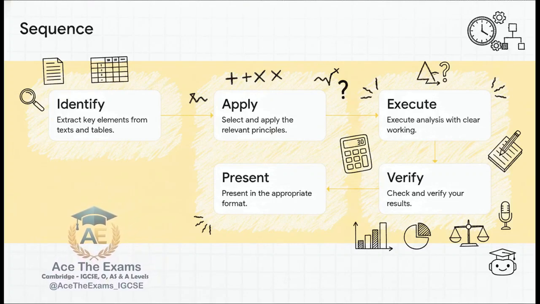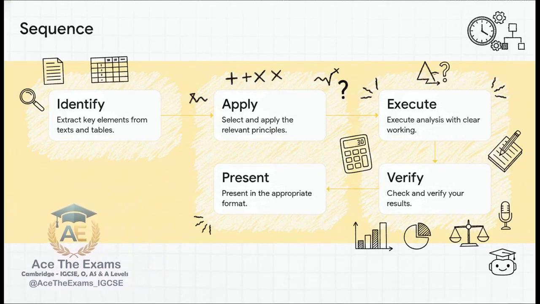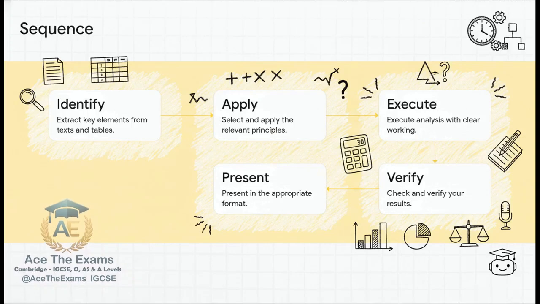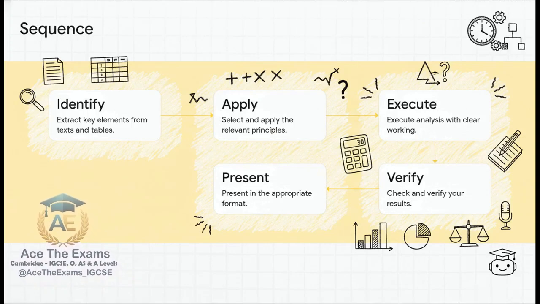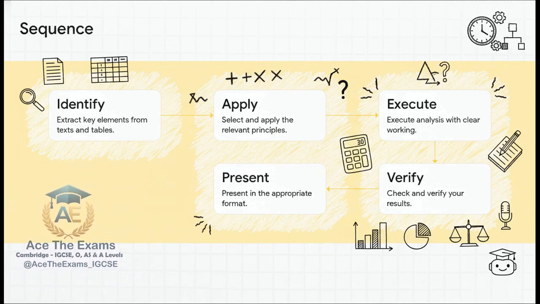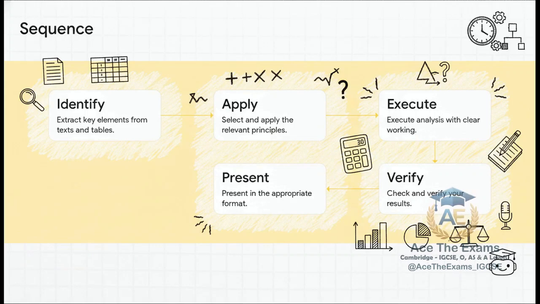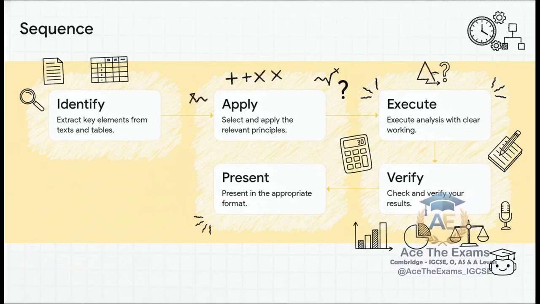Step 2, apply. Select your logical framework. Are we deploying the binomial distribution model because we have fixed trials and independent events? Step 3, execute. Run the analysis with crystal clear notation. Write out that binomial formula line by line. Step 4, verify. Does your resulting decimal actually make mathematical sense? And finally, Step 5, present.